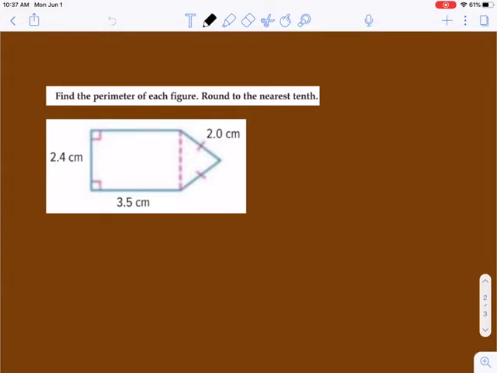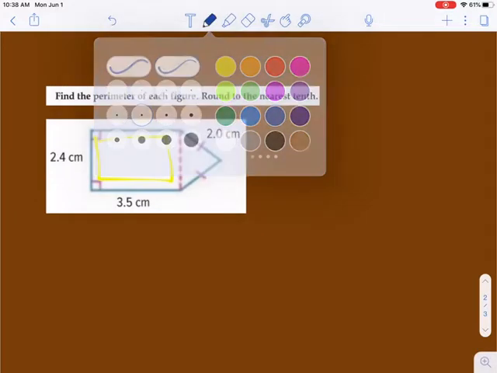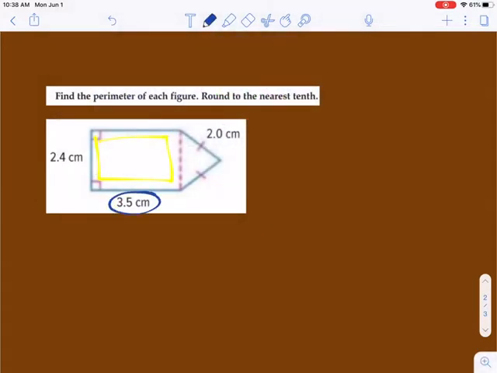So find the perimeter of this figure, round to the nearest tenth. If I look at this figure, I have to make a couple of connections. The first is that it looks like I am dealing with a rectangle, that this piece right here is a rectangle. What's useful about that is that while this side is 3.5, this side also is 3.5. If I needed this side right here, it would be 2.4, but I don't need it. It's not important because it's not on the outside of the shape.